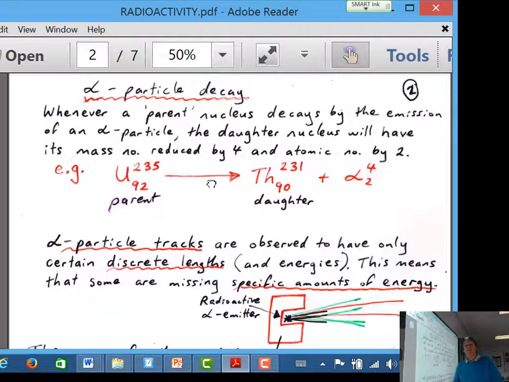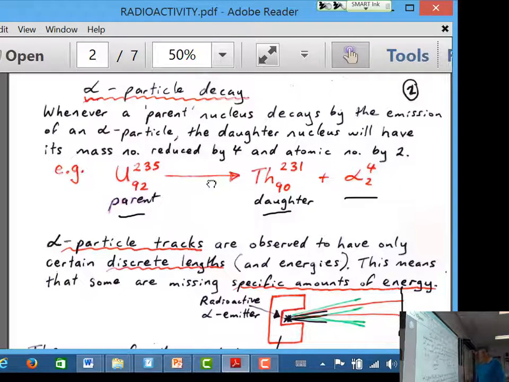So here's an example of alpha decay. What we've got here is you've got uranium, which we've already discussed, releasing thorium, and alpha is a helium nucleus, all right? And that gives a good reduction in the size of the daughter. Now, when you check alpha particle tracks here, we know they're coming off at high speed, but it turns out that they come off at discrete lengths.